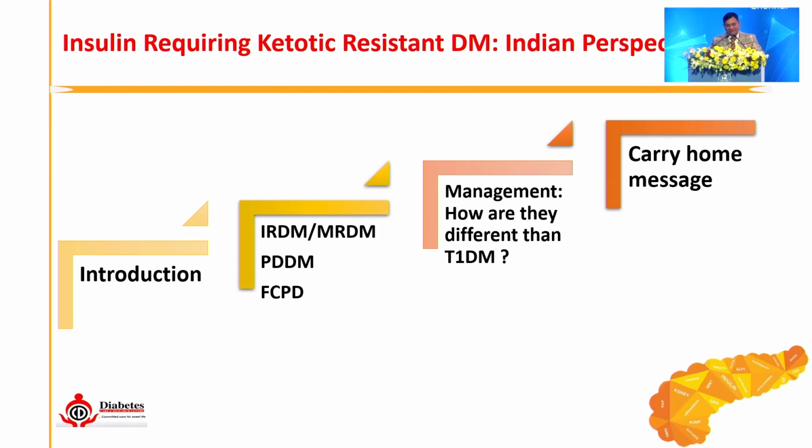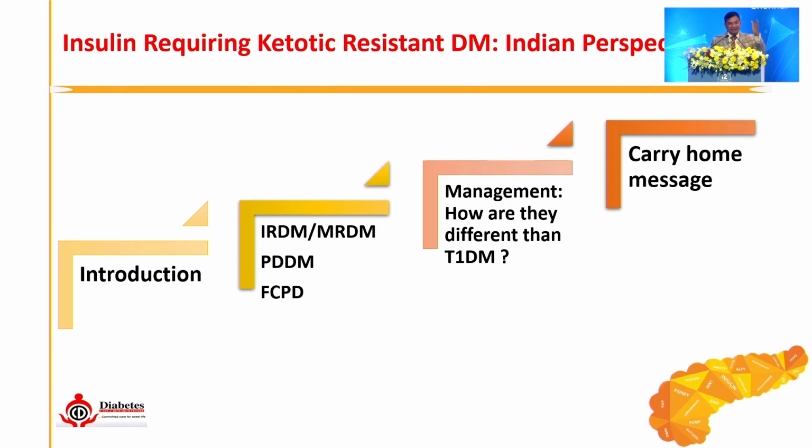We'll have an introduction. What is this IRDM, insulin requiring non-ketotic or ketotic resistant diabetes, and malnutrition related diabetes? It's basically a synonym. And then we have the subclassification of this diabetes into two: PDDM, protein deficiency diabetes mellitus, and fibrocalculous pancreatic diabetes. Do we have any clear guidelines? If not guidelines, at least a clue how should we control hyperglycemia in these patients when both of them need insulin along with type 1 diabetes.